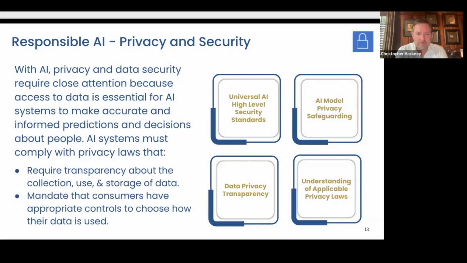And then finally, you should have a clear understanding of applicable privacy laws. This is an area where it rides shotgun with data privacy and security. And you need to understand all the laws, especially the rapidly changing ones that are still going on at a global level, as it relates to both your business and your category.